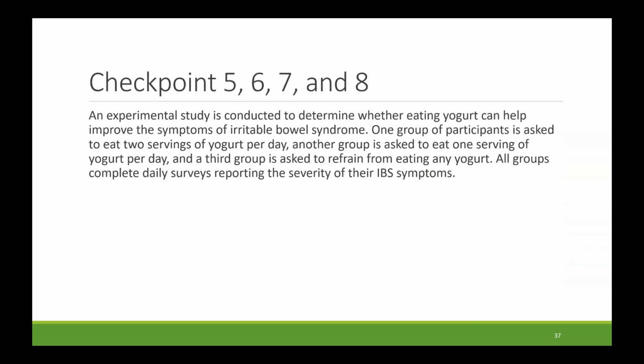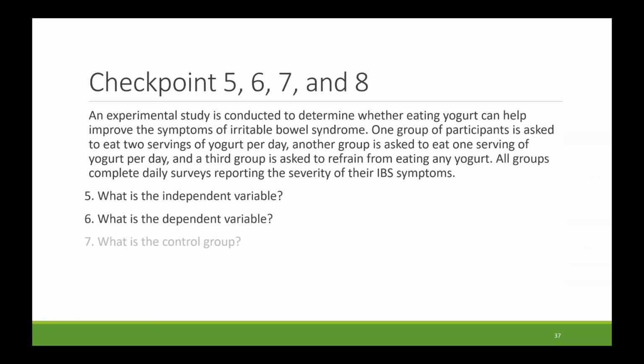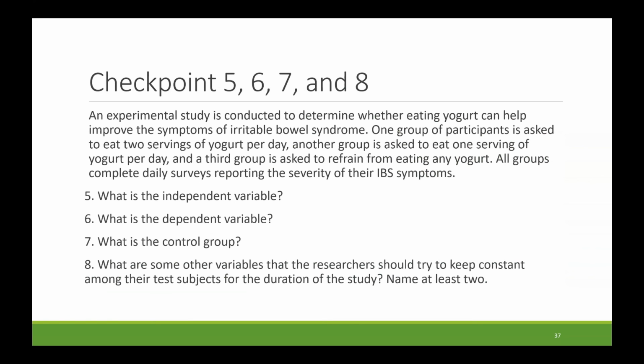So in this experiment, I'd like you to tell me, what is the independent variable, what is the dependent variable, and what is the control group? These are all separate checkpoints. And then finally, I would also like you to tell me what are some other variables that the researchers should try to keep constant among their test subjects for the duration of the study, and give me at least 2.